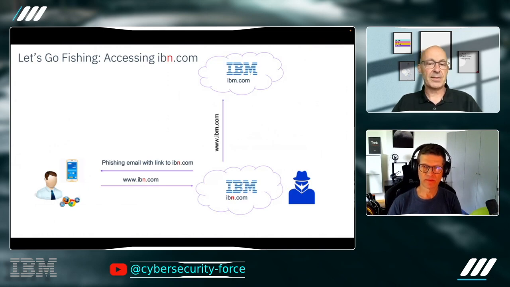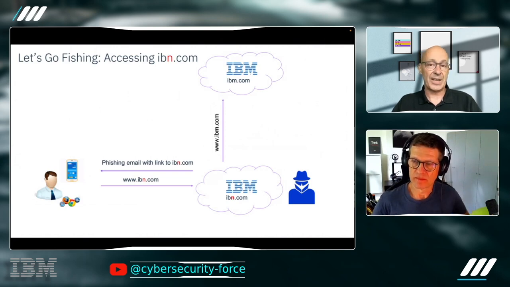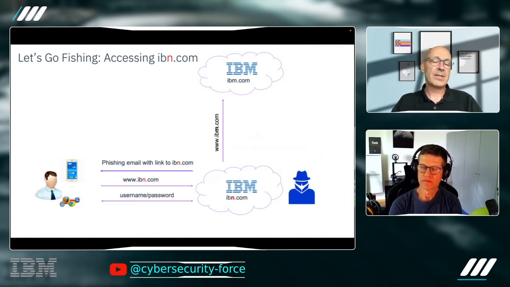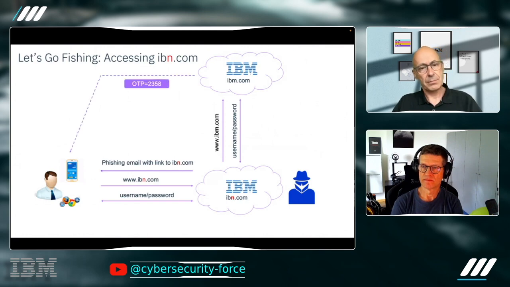What's happening then is that at the same time, the hacker is going to connect to ibm.com, to the real site, and also ask the same user for his username password, which the user then will give, and the hacker will receive that in clear text. And use that username password to communicate with the real IBM.com.